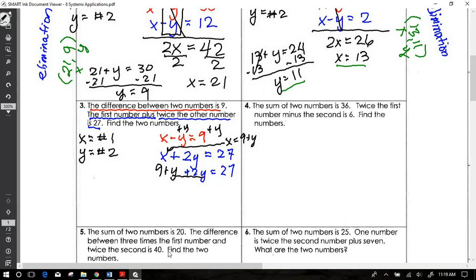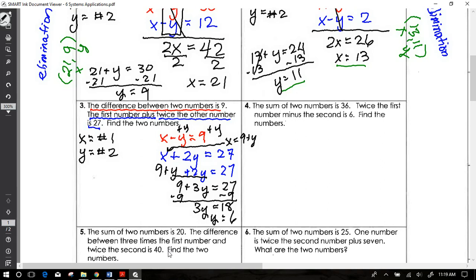So y plus 2y is 3y. I need to subtract my constant term. And then 3y equals 18. And if I divide by 18, I find out that y equals 6.